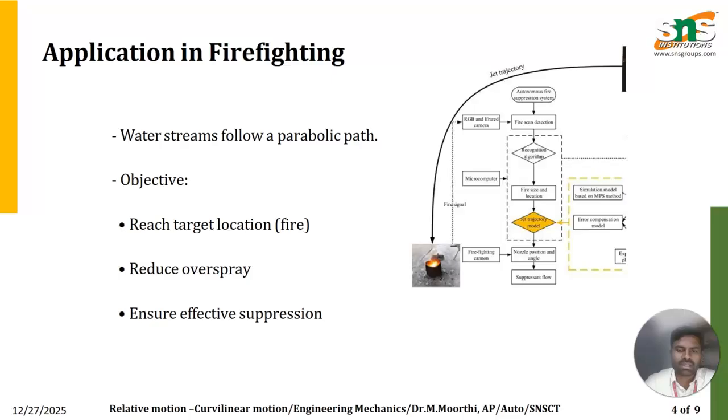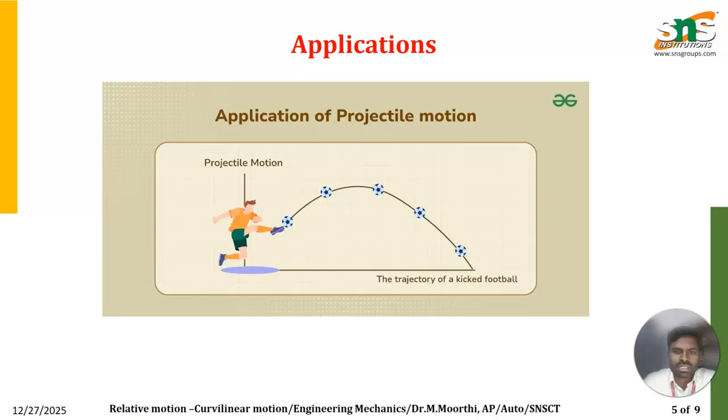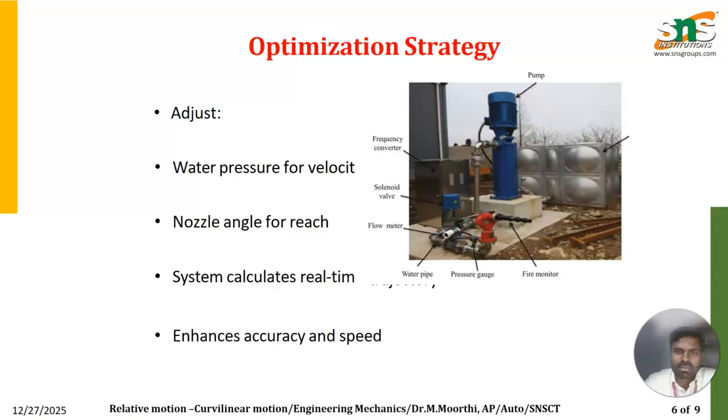Then applications. What are the different applications of projectile motion? First, firefighting. The water stream flows in a parabolic path. And what are the different objectives for this projectile? First, reach the target location. Second, reduce overspray. Third, ensure effective suppression. So this is one application of projectile motion. The next one is football. We can kick the football, and it follows projectile motion and reaches the goal post. So it is one example of a projectile.